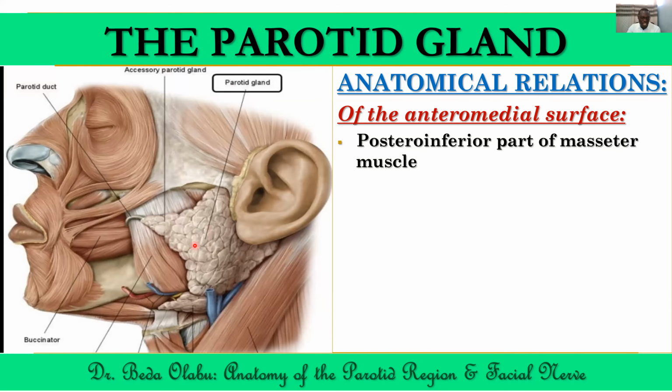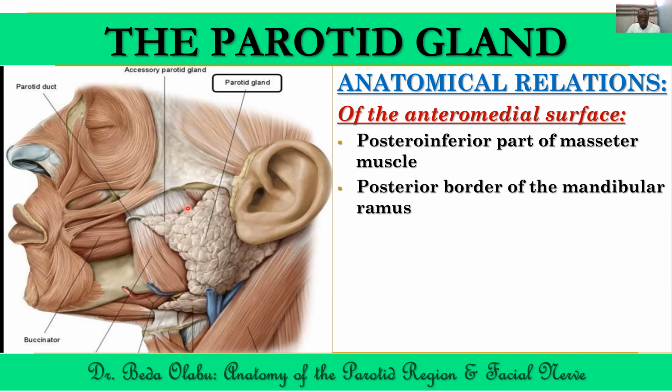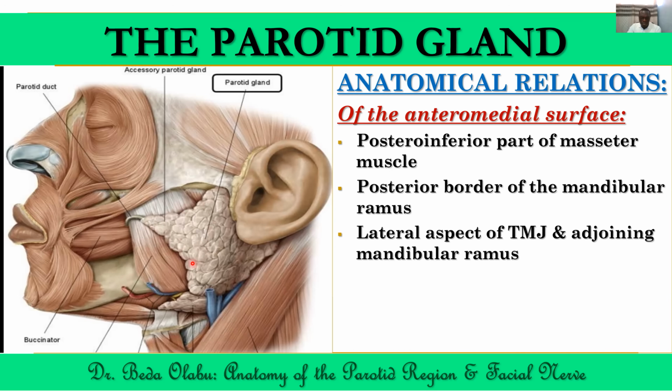Maybe this is a better image. You can see the muscle is deep there, and this is the gland. So the muscle is anteromedial. We also have the posterior border of the mandibular ramus. You will imagine that we have the mandible here. So the mandibular ramus is also there. And we also have the lateral aspect of the temporomandibular joint up here, the lateral aspect of the TMJ and the adjoining mandibular ramus.